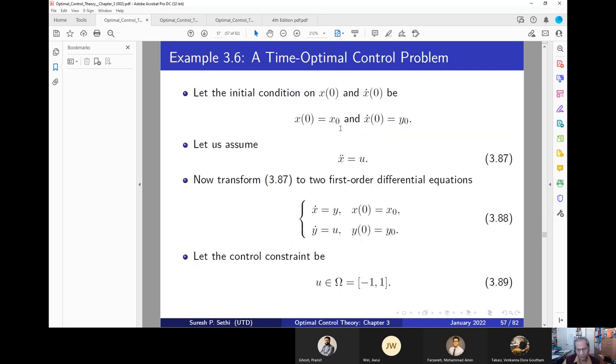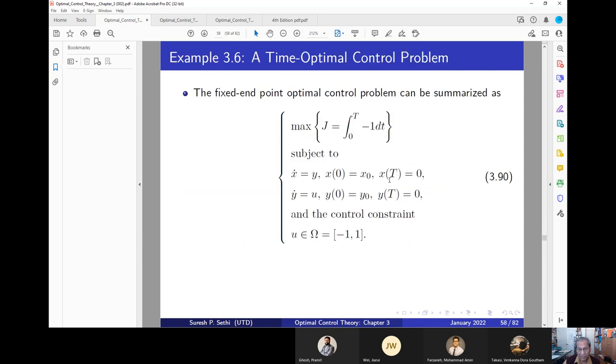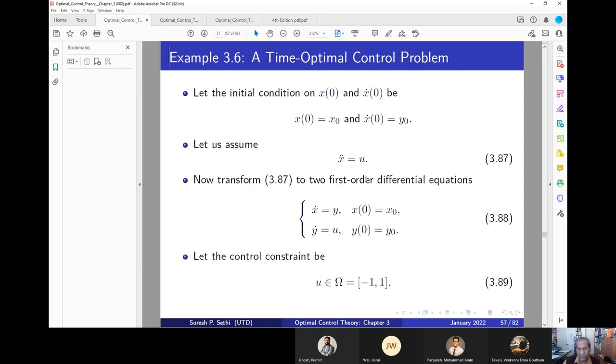So, initial condition is x zero and x dot zero. That's the velocity, okay? And initial velocity is y zero. So as you can see in our example here, y zero, x zero are the velocity. So the initial velocity is y zero. This is given to us.